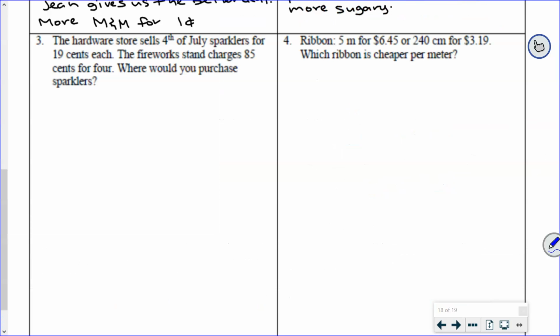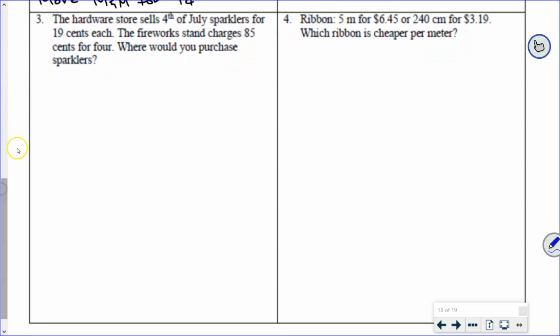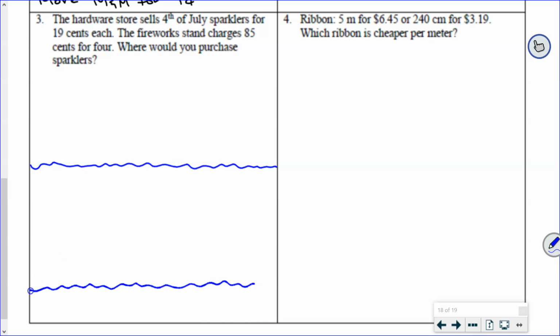All right, let's move on to the next one. The hardware store sells 4th of July sparklers for 19 cents each. The fireworks stand charges 85 cents for 4. Where would you purchase sparklers? So again, I'm going to split this up so that I have a place for each of the work situations and then another spot down below for the answer.